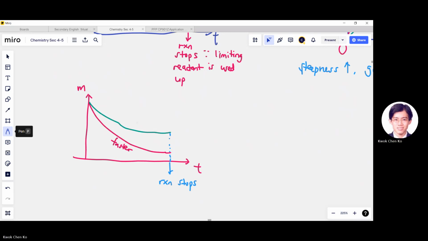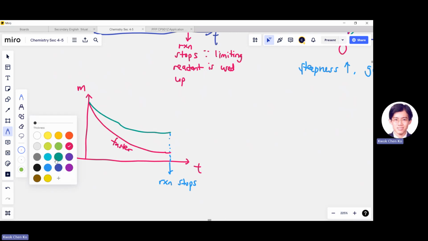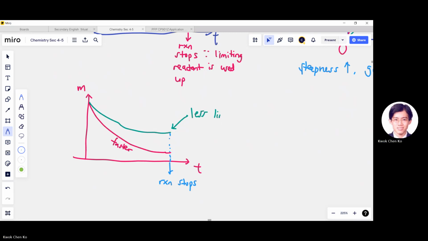Because this one has less. Why is the curve like that? Confirm coming up. Make sure you have the word limiting in your answer. I'm testing your brain.